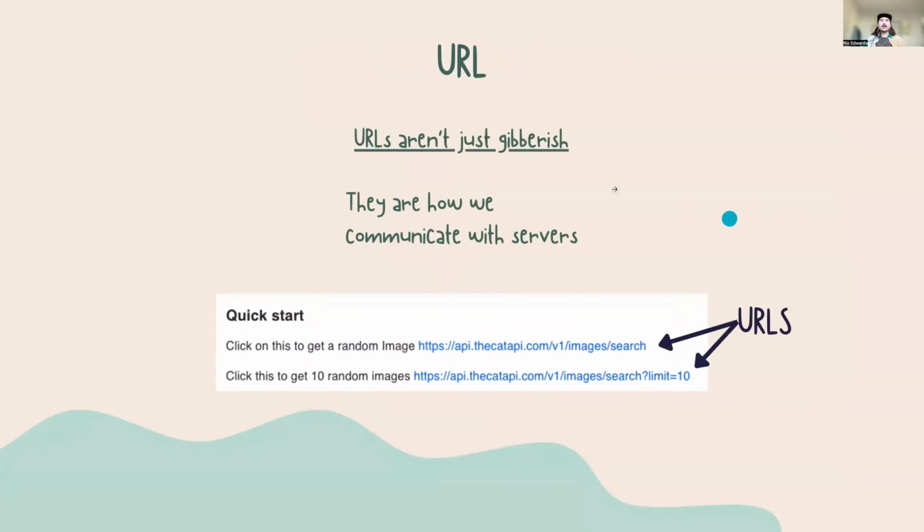So we're going to start with talking about URLs. URLs are not just gibberish. You've seen URLs a bunch. That's what's in the search bar on the top when you're on a website. If you hear someone say www.something.com, that's the URL.